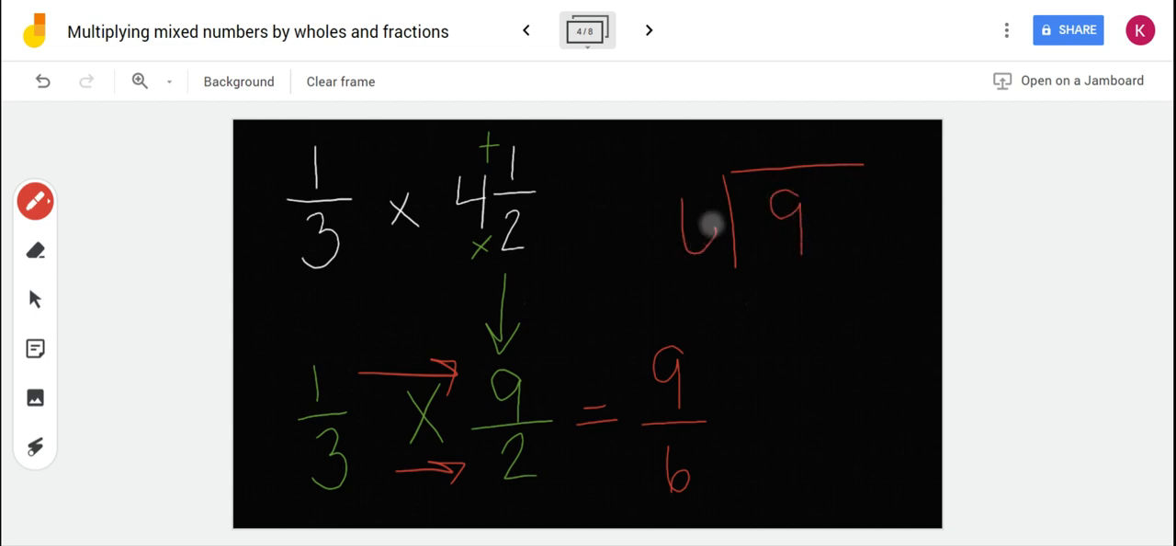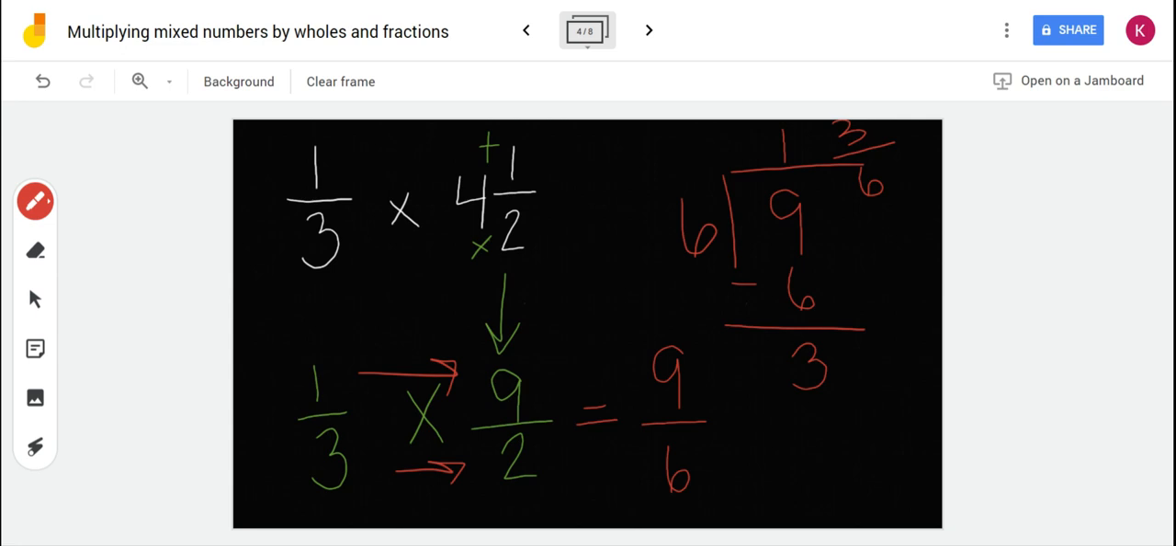9 goes on the inside and my 6 on the outside. 6 goes into 9 one time. 1 times 6 is 6. And when I subtract, I get 3. So if I were to make my mixed number now, my 3 over here becomes my numerator. And again, I'm not going to change my denominator. It was 6 here, it was 6 here, so I'm going to leave it 6. So my answer here is 1 3/6.